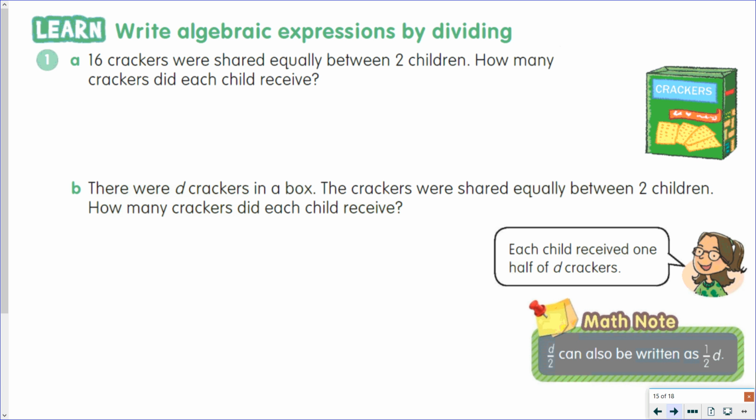And then finally, our last operation is division. So we have 16 crackers that were shared equally between 2 children. How many crackers did each child receive? We'll take 16 and divide it by 2. There were D crackers in a box. The crackers were shared equally between 2 children. How many crackers did each child receive? So another way we can write division is writing it in the form of a fraction. So we'd have D divided by 2.